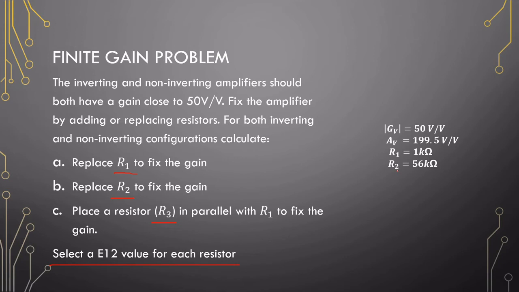So if you need to calculate resistor 1, keep resistor 2 at 56k. If you need to calculate resistor 2, keep resistor 1 at 1 kilo ohm. And for this last one, keep both of these resistors the size that they are. Okay, so pause the video, and in the next slide I will reveal the answers.